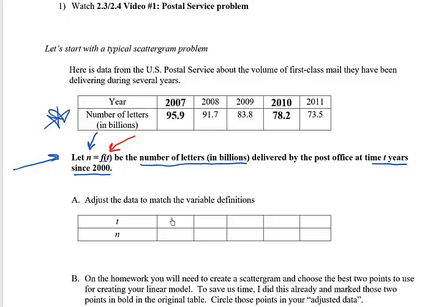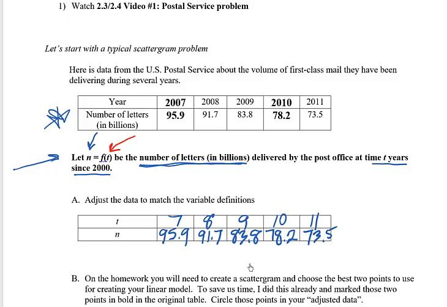t is the time. So that means we have to make a little bit of adjustment to our data. We're not going to actually use the years. t stands for how many years since the year 2000. So of course that would be 7 years here, 8 years for 2008, and so on down the line. How about the second row? Let's see. That stood for number of letters in billions. In other words, this 95.9 means 95.9 billion. Well, that's exactly what the variable definition says. So I don't have to adjust those numbers at all. I can simply fill them in. Okay, so those are all filled in, and what's next?